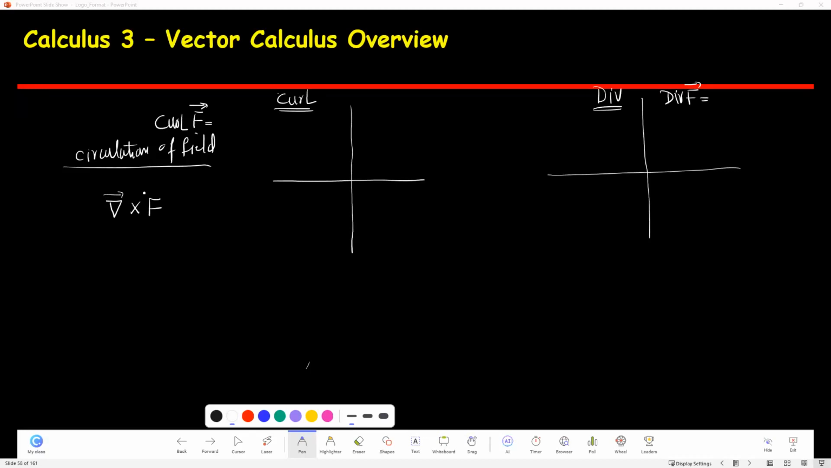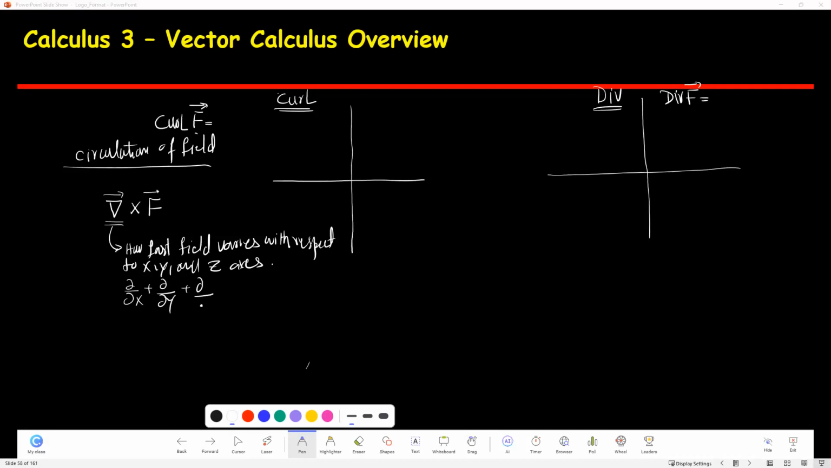And what exactly is this telling you? This is checking how fast the field varies with respect to the x, y, and z axes. And you usually write it like this. Whenever you take the partial derivative, you write it like this. But really, what does that mean? How fast the field is changing every time you change x, y, z.